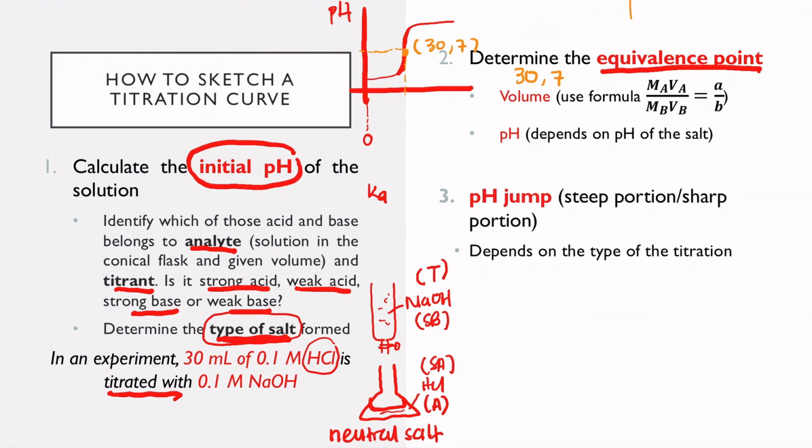Kenapa saya tunjuk sekarang? Tak apa. So pH jump is the steep portion, your sharp portion, your sharp increase right here. Okay, it depends on the type of the titration. So ini strong acid, strong base. So maksudnya awak tahulah yang pH jump ialah 3 to 11. Okay, so the straight line, the steep portion will be from pH 3 to 11.